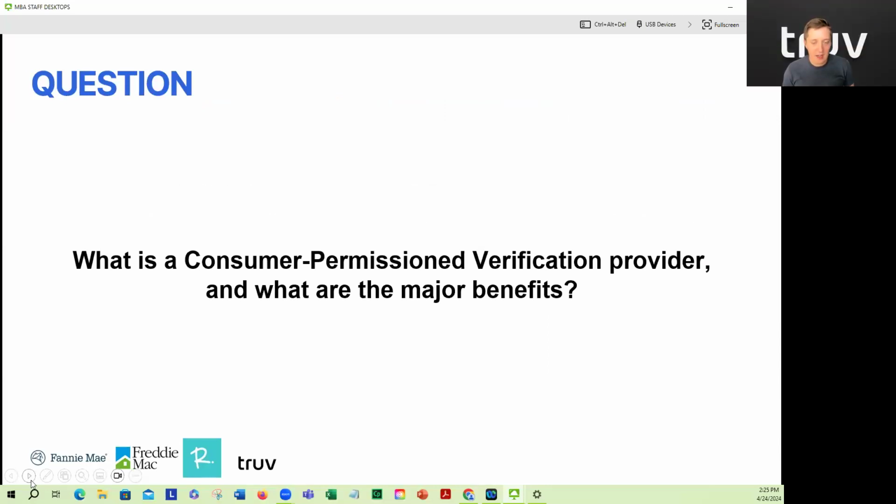Thanks, Richard. I'll start with saying what is Truv. We're an open finance platform. So we don't think about us as just a consumer permissioned verification provider. We do a little bit more than that. But the idea is always the same. Instead of me going and buying data from third parties and then relying on the third party to have accurate data, we can go directly to the source. And when you go directly to the source, whether it's a bank or a payroll provider or anything else, you can actually get better quality data, but you need consumer engagement. And that's why it's called consumer permissioned verification, right? Consumers have to give you explicit permission.